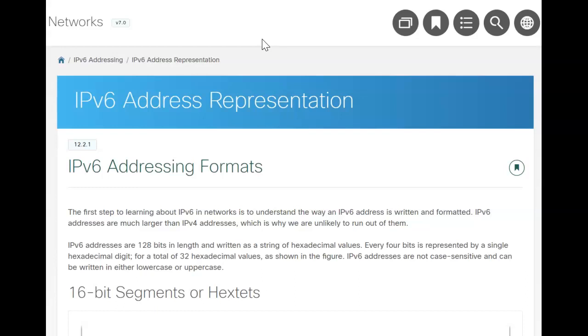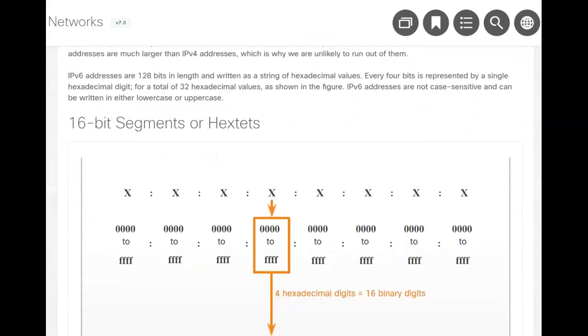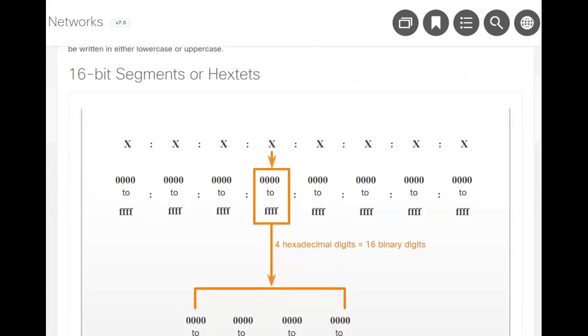Now, IPv6 addresses are not case sensitive. They can be written uppercase, lowercase, it doesn't really make any difference. So just to give you a rough idea, here are the 16-bit segments, or hextets. Each one of those between the colons is 4 hex digits, or 16 binary digits.